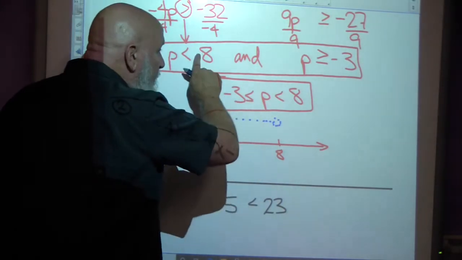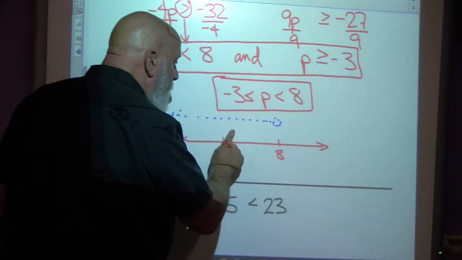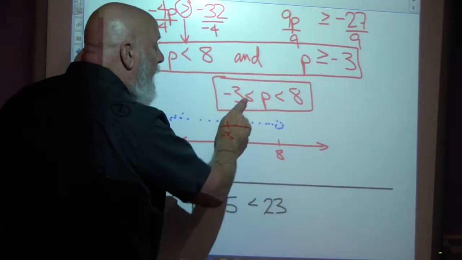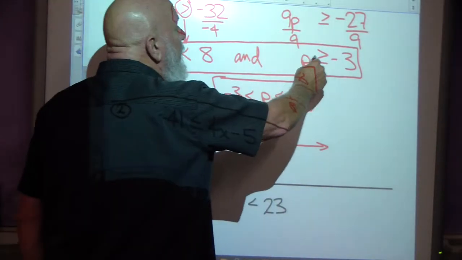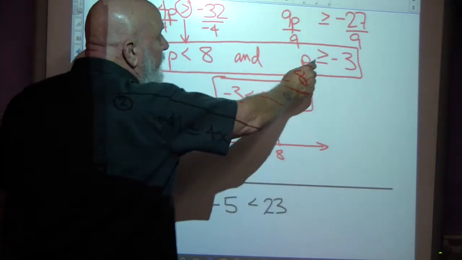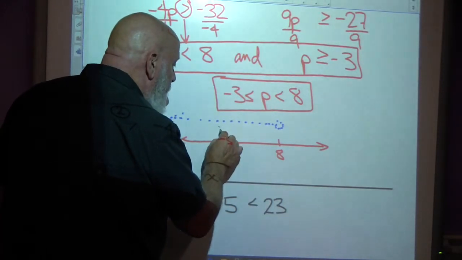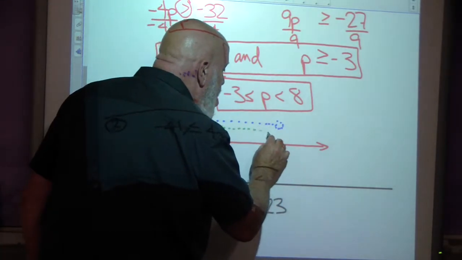If I were going to graph just this, it would look like this. Open circle, everything to the left. But I've got to keep this one in mind. So here's the other thing I'm thinking. P is greater than or equal to negative 3, I'm sorry. I'd have a filled in circle and everything to the right.